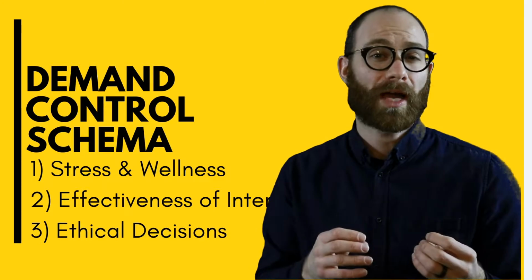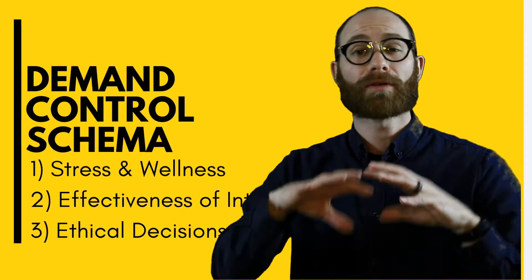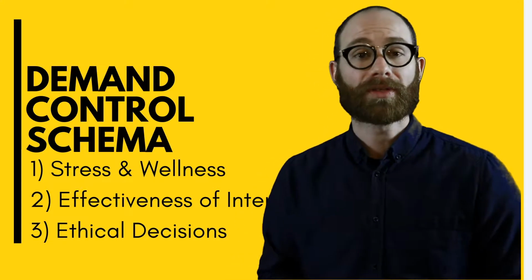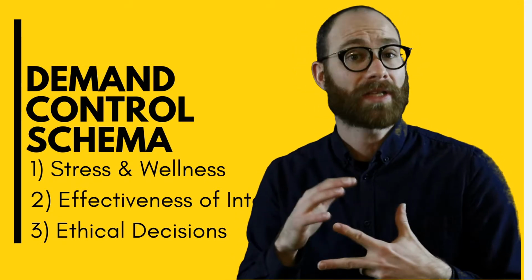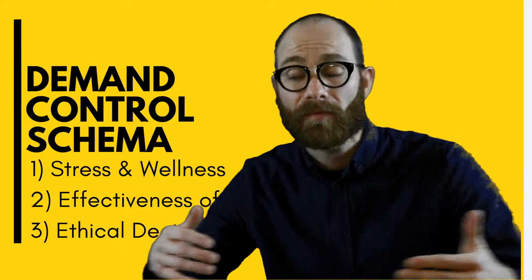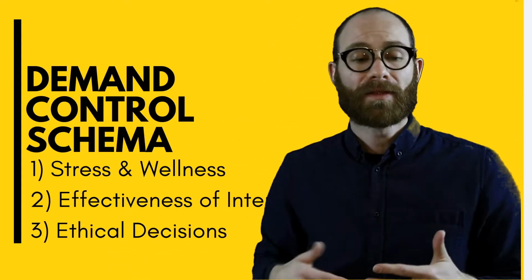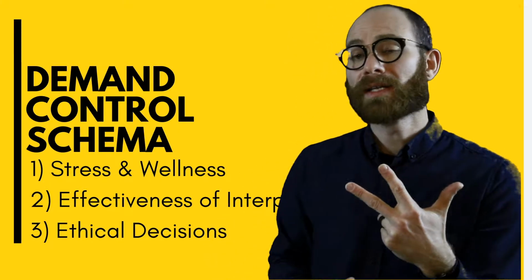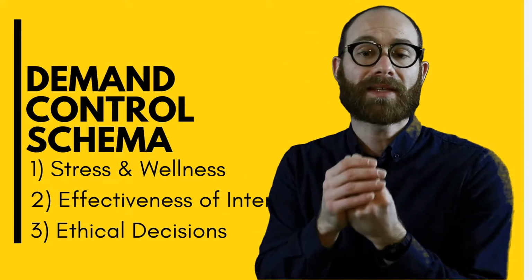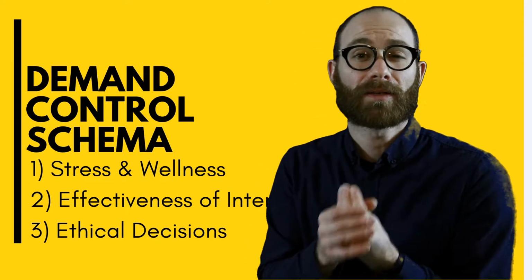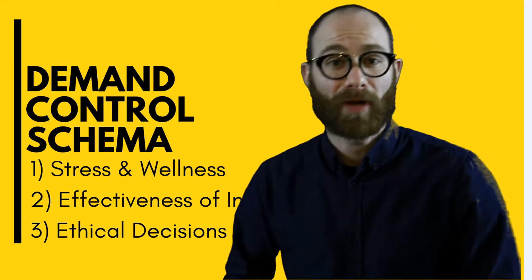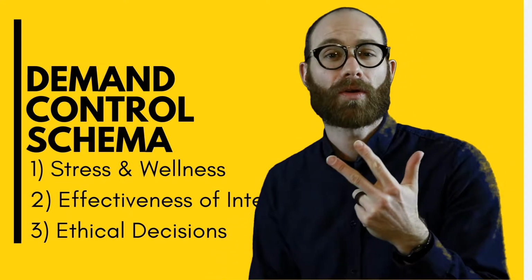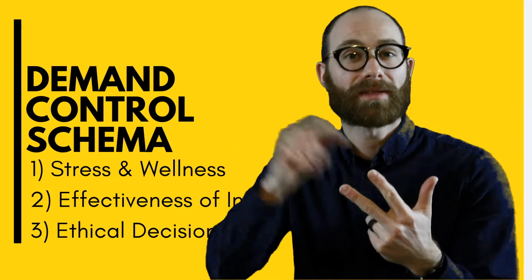It helps to describe and prescribe both overall stress and wellness related to the occupation of interpreting. Also, the effectiveness of interpretation, so the actual interpretation itself, the process of interpreting. And then thirdly, ethical decision making. So all three of these categories, Dean and Pollard developed as things that can be impacted by the demand control theory, originally developed by Robert Karasek in 1979. And all three of these categories are categories that this theory applies to.